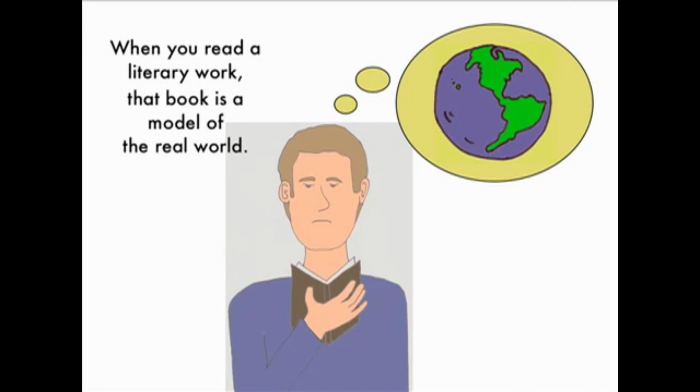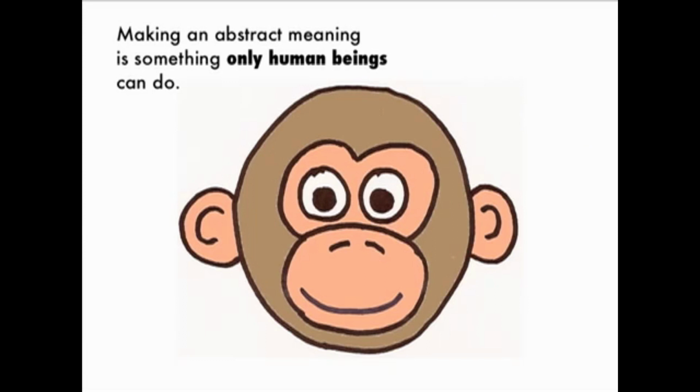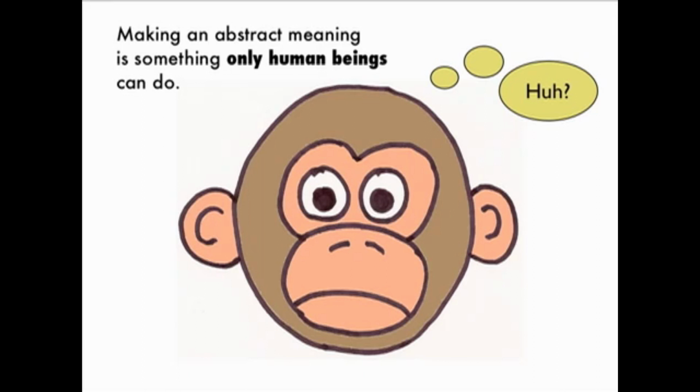This is something that chimps can't do. If you show a chimpanzee a map of a room and show them that the banana is behind this door on the map, the chimpanzee can't apply that understanding to find the actual banana in the actual room. This process of making abstract meaning from a model is one of the things that makes us human.